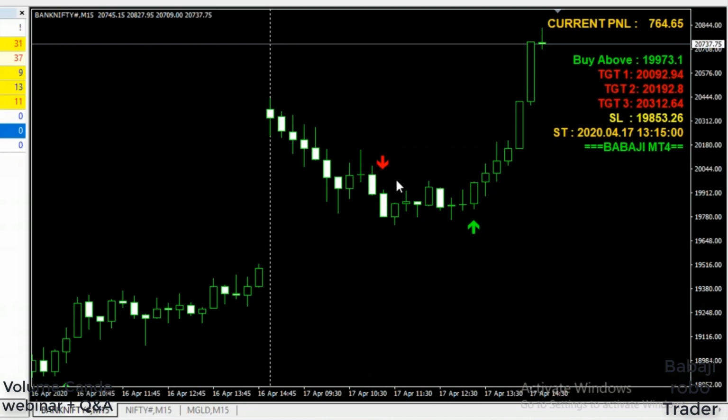Here in Bank Nifty, we have two calls. Yesterday we got a sell call in the morning, and after that we got one buy call. After the arrow, when the high is broken, it will take a long call. For the sell, when the low is broken, it will go for a sell trade.